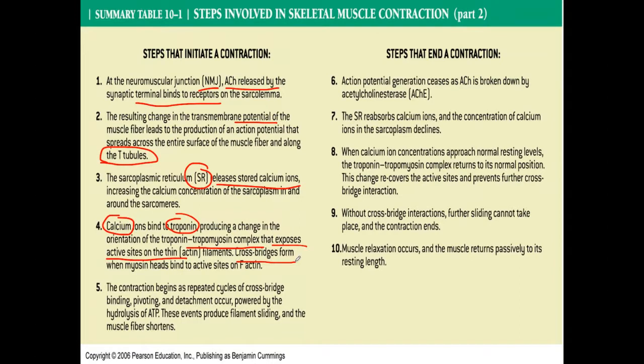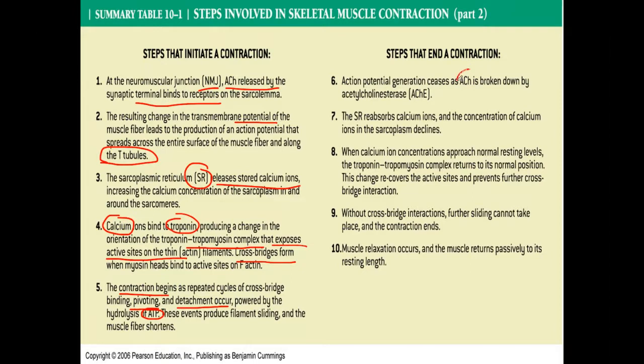The cross bridge is that union between the myosin head and the binding site on actin, so that a contraction begins as you have all of those myosin heads that are going to attach, and then they pivot. That flicking of the myosin head, they call pivoting. And then it can detach. But that detachment requires energy in the form of ATP. For those myosin heads to detach, it takes ATP to do that.